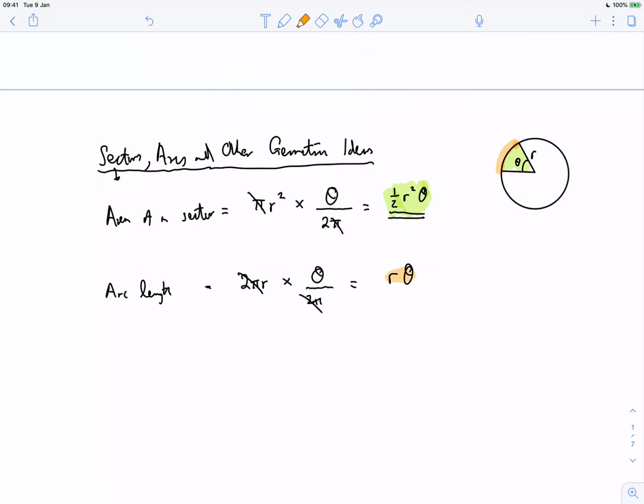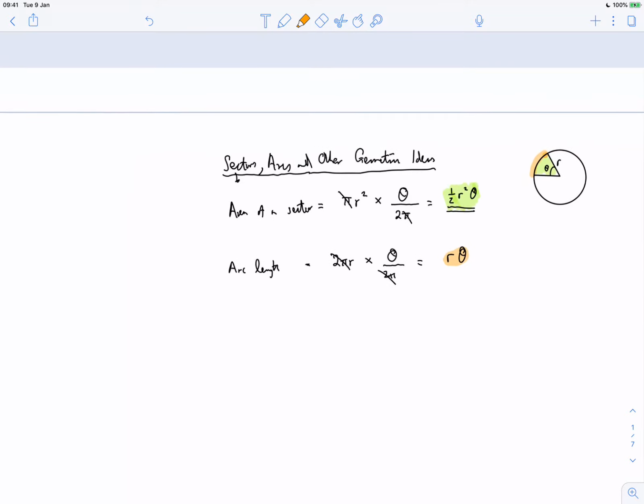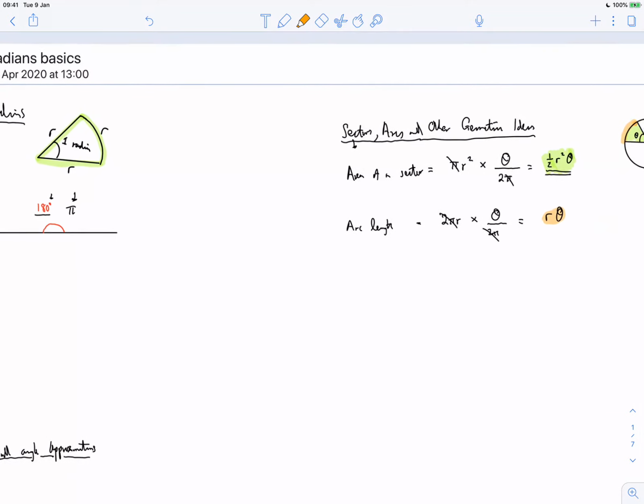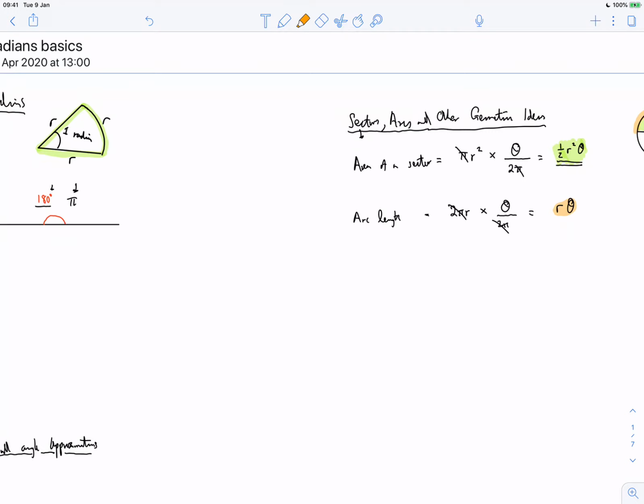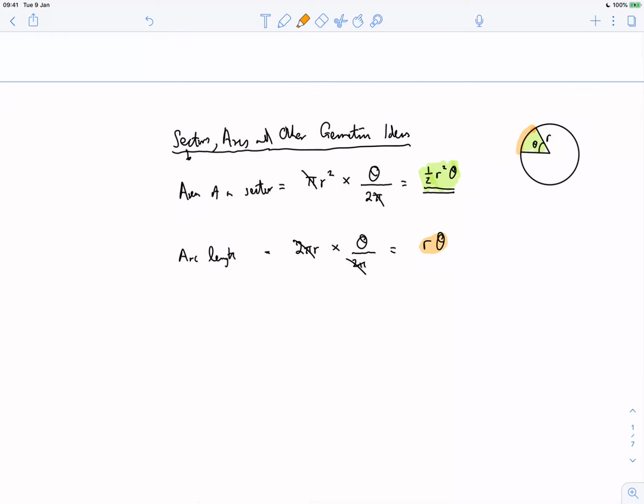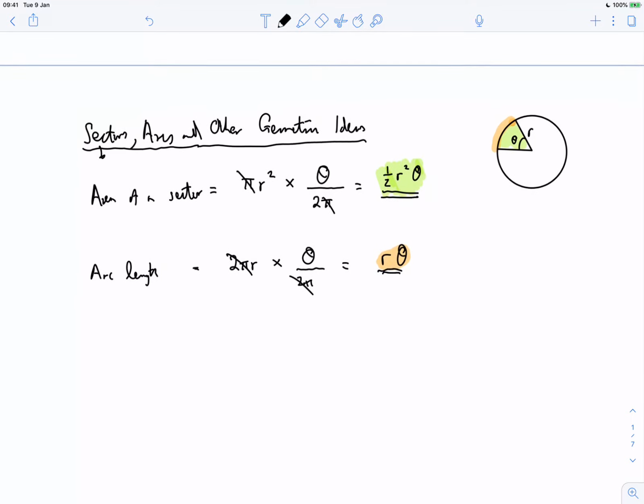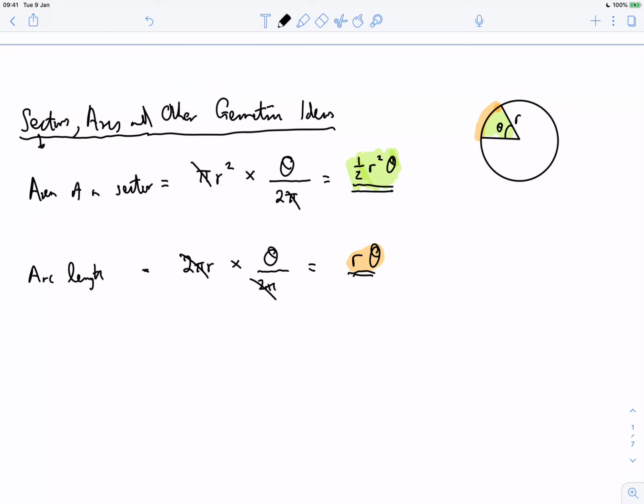Now this is amazing. All you need to do to find the arc length is just r times theta. And that should make sense from the original definition, because when theta is 1, then r times 1 is r, which means you've just got 1 r on the curved bit going around. So it's consistent. Okay, now how do you deal with stuff in radians?